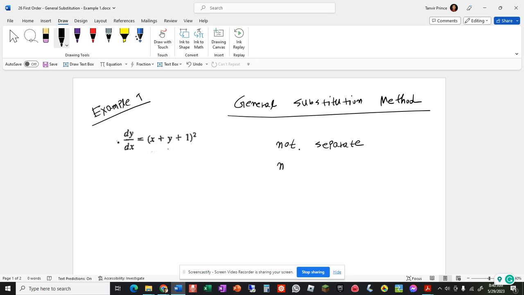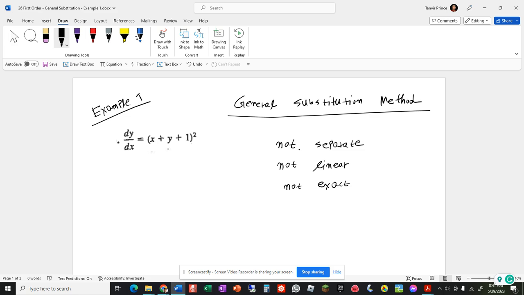It's not linear because if you square it, you'll end up with y square. So it's not linear. And you can check that it is not exact. So none of the methods we learned previously will work. But using general substitution, you can easily solve this problem.